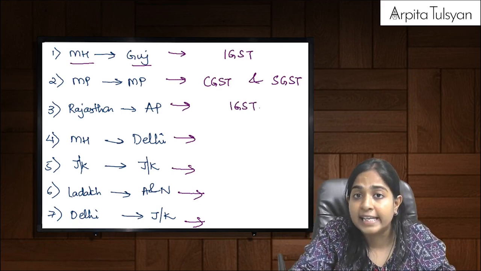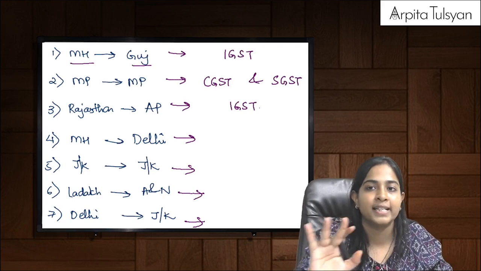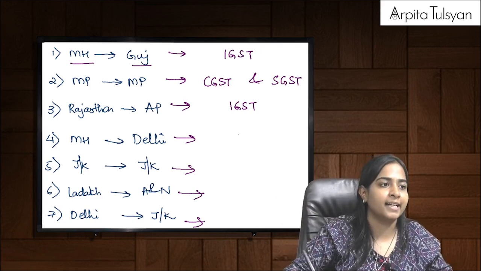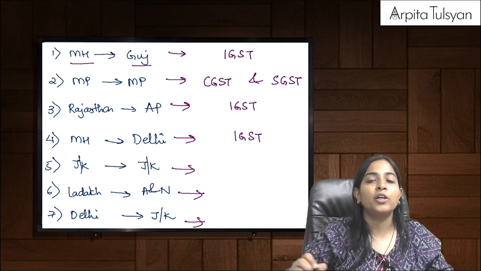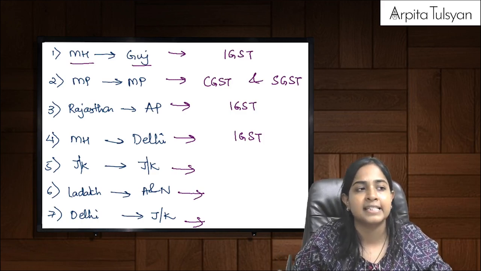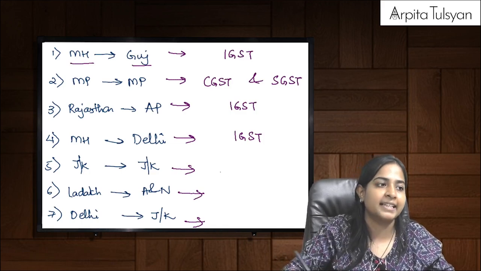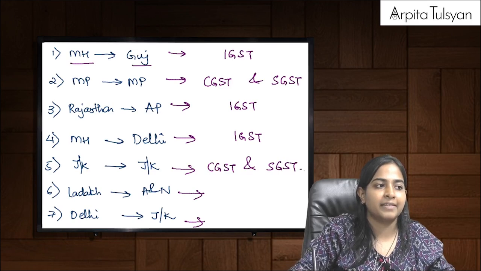Maharashtra to Delhi. Delhi was a union territory but with its own state legislature. So, it is a state. So, Maharashtra to Delhi is normal, one state to another state. IGST. Right? Jammu Kashmir to Jammu Kashmir. Jammu Kashmir was also a union territory with its own state legislature. So, normal state. Within state, CGST and SGST.